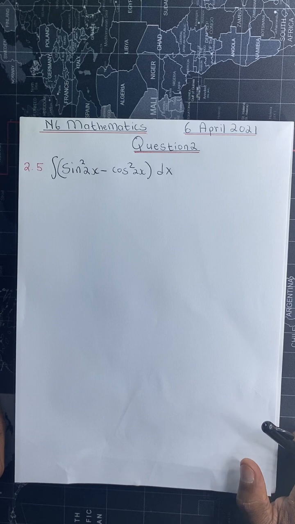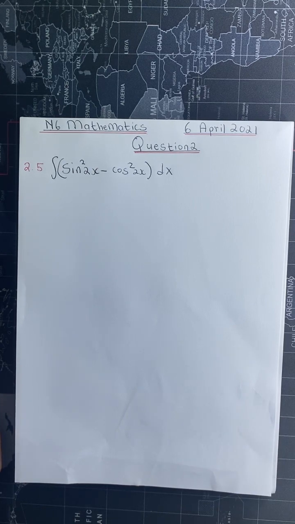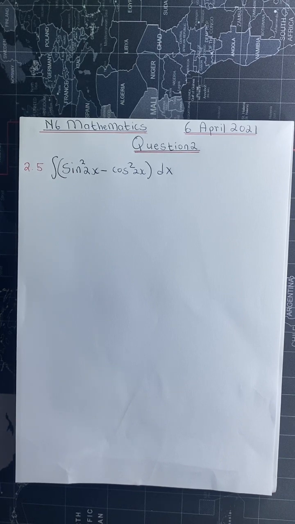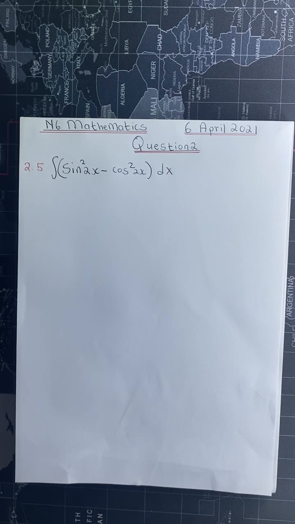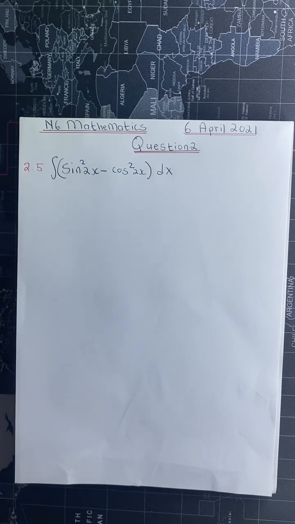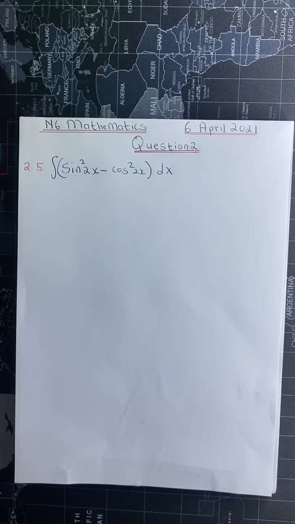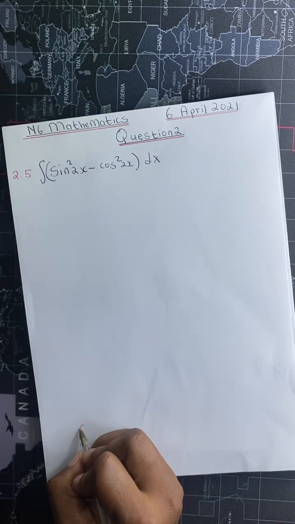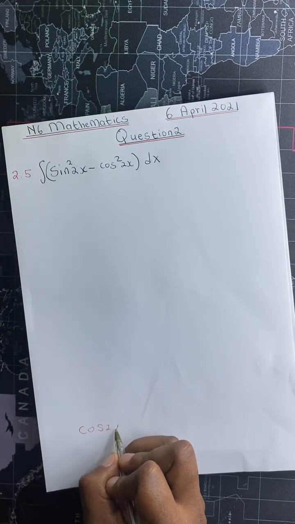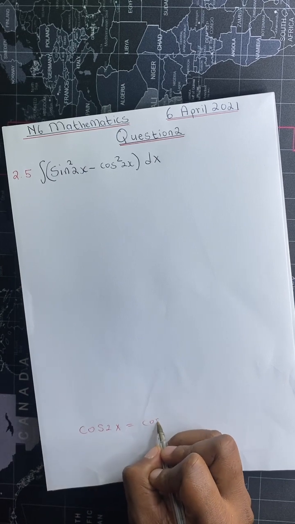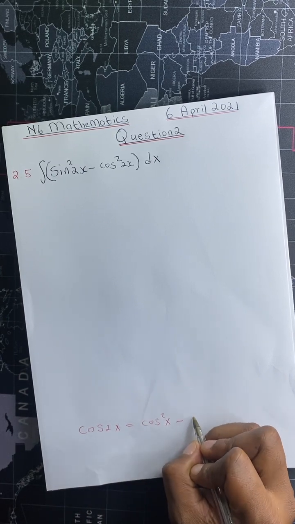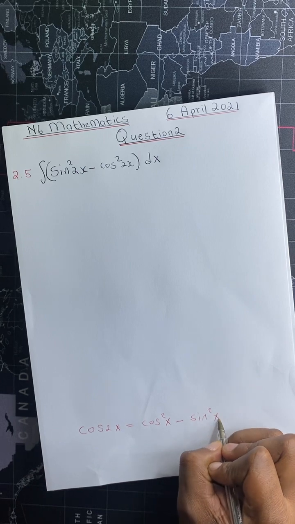Question 2.5, we have to evaluate the integral of sine squared 2x minus cos squared 2x dx. We know from our trigonometric identities and also from our formula sheet that cos 2x is equal to cos squared x minus sine squared x.